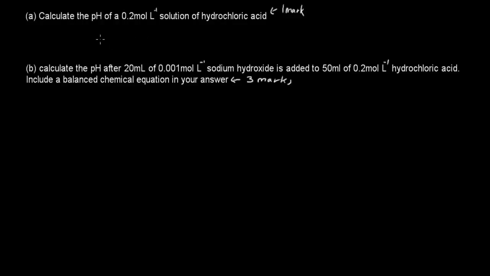The question itself says, calculate the pH of 0.2 moles per liter solution of hydrochloric acid. And the second part was, calculate the pH after 20 mL of 0.01 moles per liter of sodium hydroxide is added to 50 mL of 0.2 moles per liter hydrochloric acid. Include a balanced chemical equation in your answer, and that's worth 3 marks. So when you're ready, press pause and attempt the question.